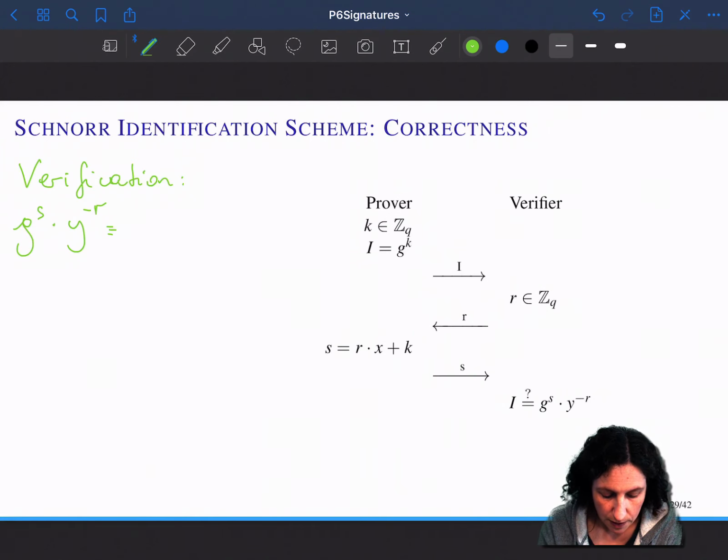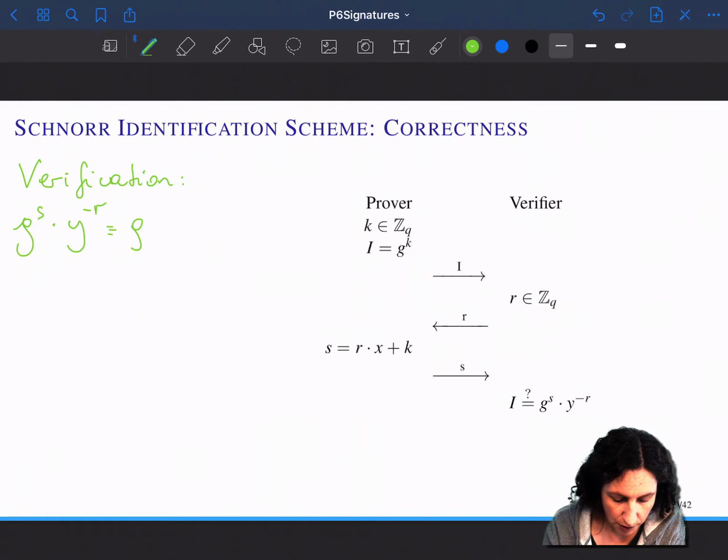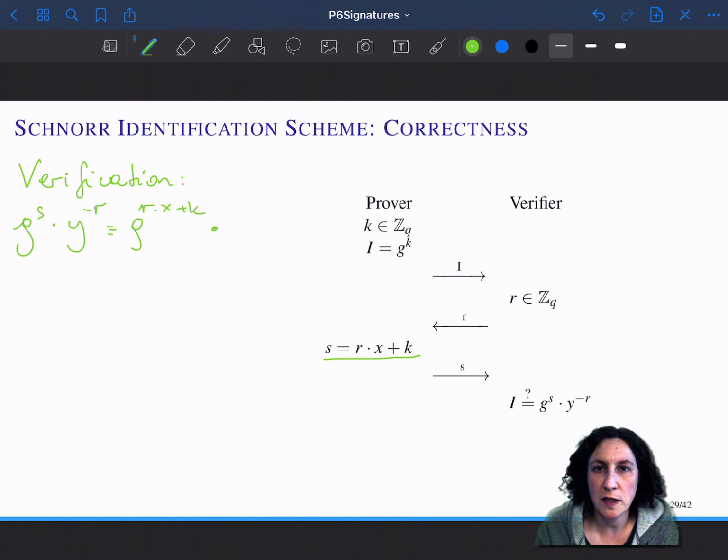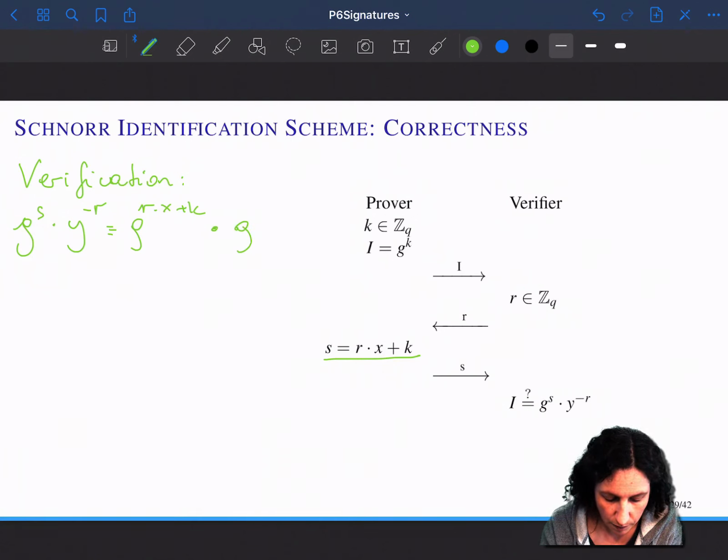Okay, so let's have a look at this. In the verification, we are checking the term g to the s times y to the minus r. And we will simply do that by plugging in the definition of s and of y. So we have g to the s, and s is given here by the protocol run. We assume everything has been all right. So we just plug in r times x plus k. And then we have got y to the minus r. So y is the public key, and that is also g to the x. So we have now g to the x and to the minus r.